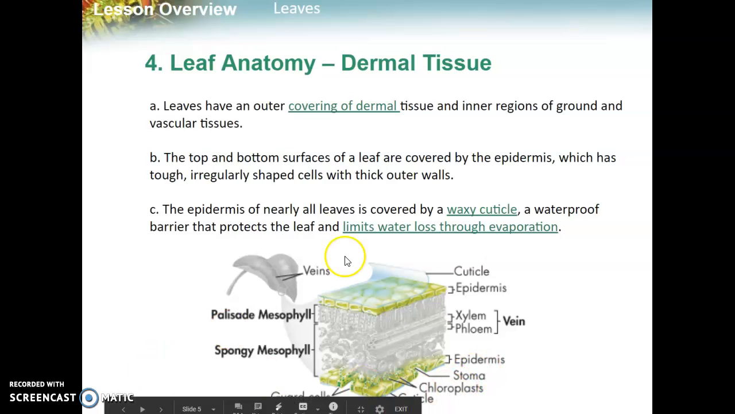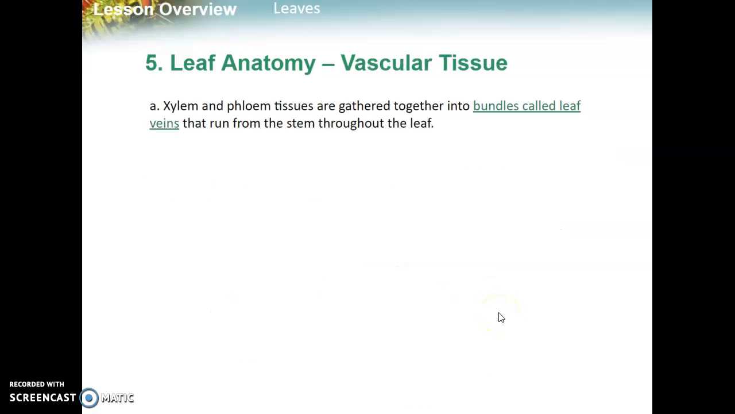So you can see, like this plant that has a very, very thin cuticle must live in an area where there's plenty of rainfall, so they don't have to worry about water loss as much. Now, that's the dermal tissue. Now, vascular tissue. Vascular tissue is the xylem and the phloem tissue.